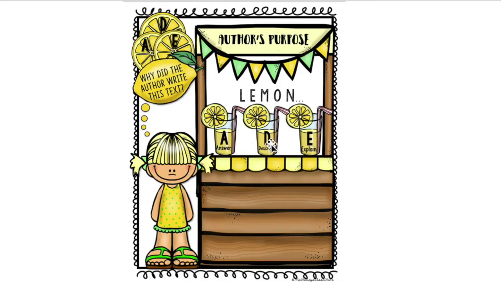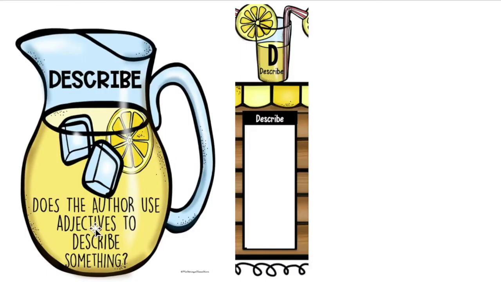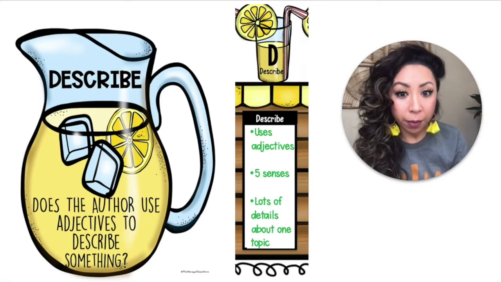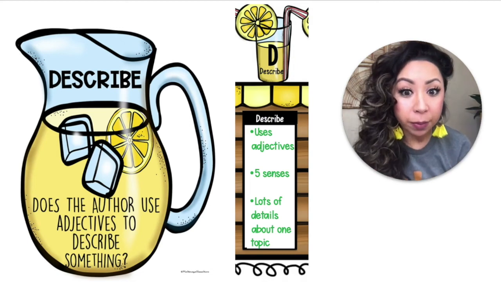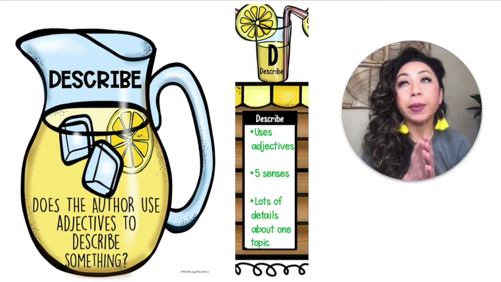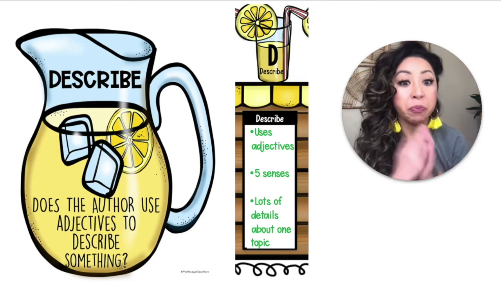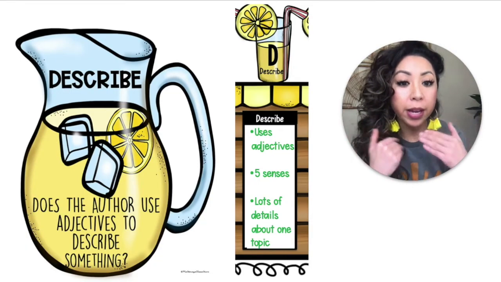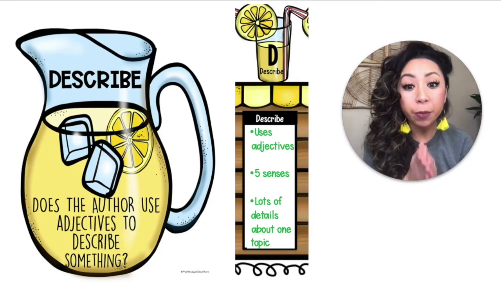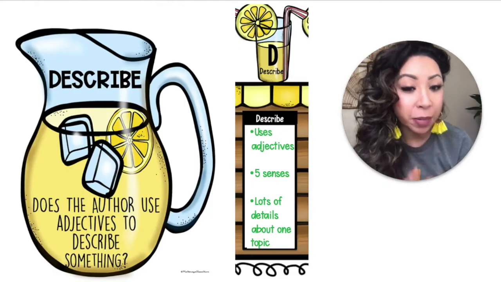The next letter we have is D, describe. Does the author use adjectives to describe something? So when you're reading a book, is there a lot of adjectives describing something? Is the author using their five senses? Smell and hearing and seeing and tasting? Is there a lot of juicy details about one topic?